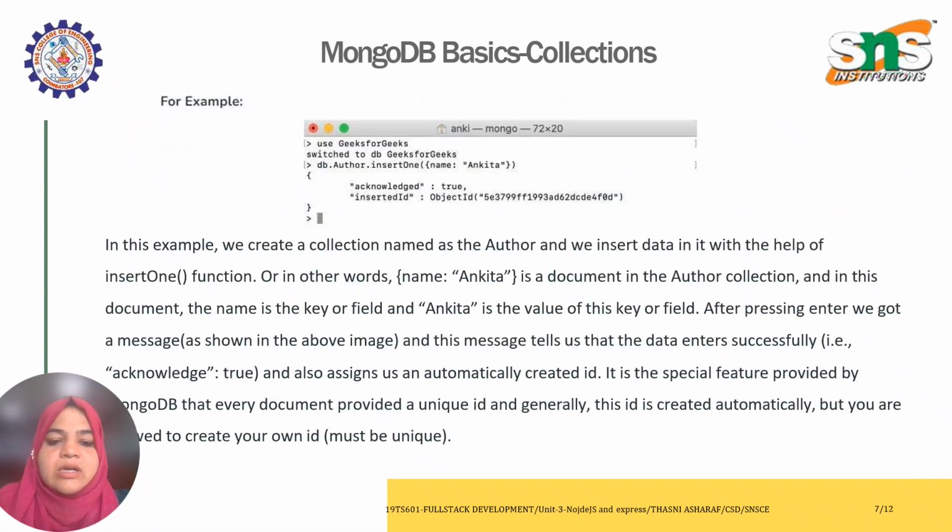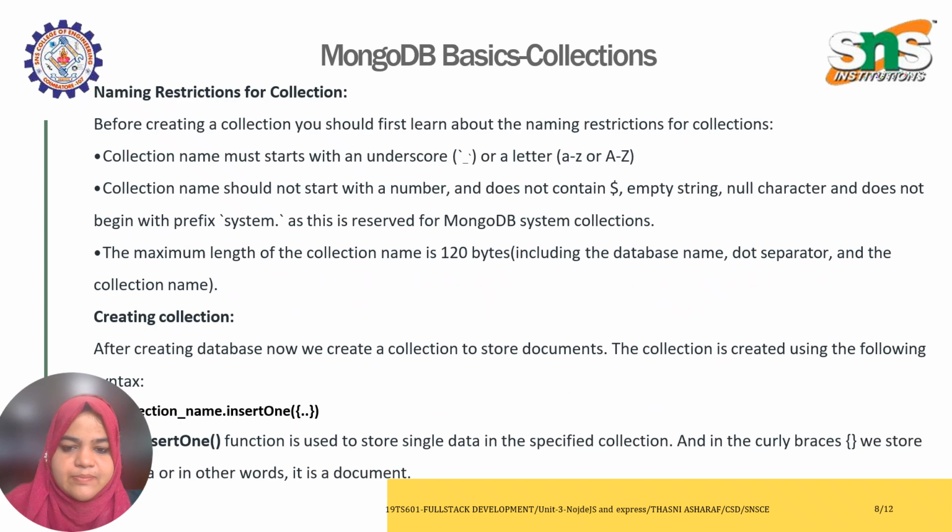Next one, we can create a collection named author, as we insert with the help of insertOne, where Ankita is the value of the key. This is dependent on the collections. And the naming restrictions for a collection name: it must start with an underscore, should not start with a number, and does not contain any dollar symbol, empty string or null character. It cannot begin with the prefix system, as this is reserved for MongoDB system collections. Maximum length of the collection name is 120 bytes.